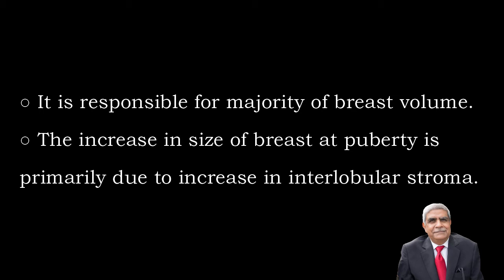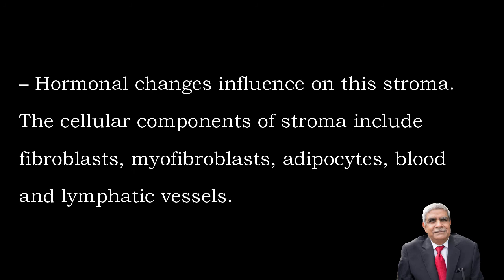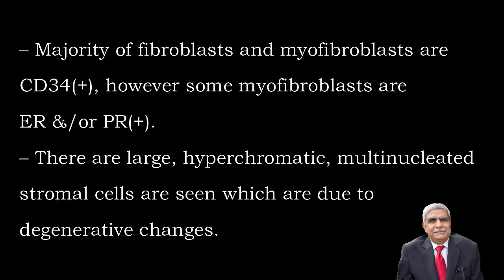The increase in size of breast at puberty is primarily due to increase in interlobular stroma. Hormonal changes can influence this stroma. The cellular components of stroma include fibroblasts, myofibroblasts, adipocytes, blood and lymphatic vessels. Majority of the fibroblasts and myofibroblasts are CD34 positive. However, some of the myofibroblasts are ER and PR positive.